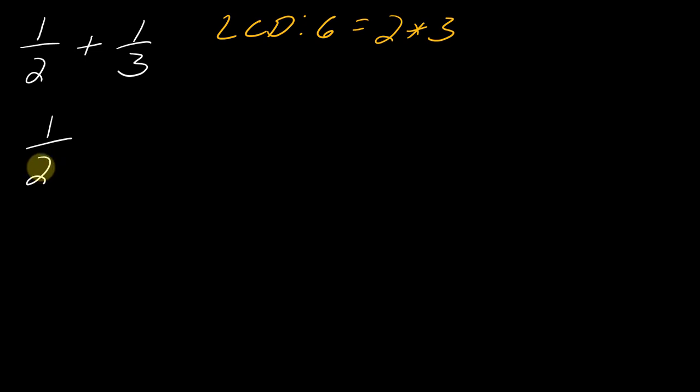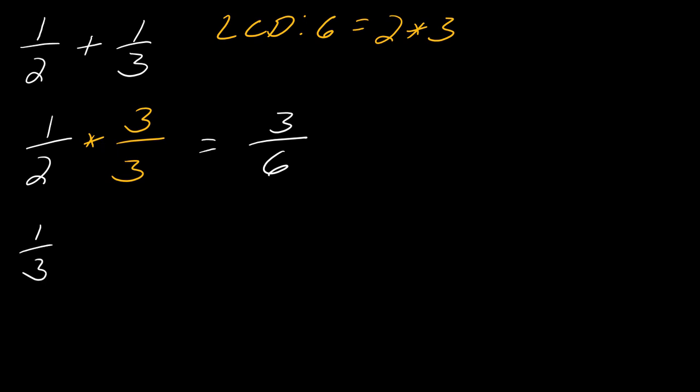So what do I need to multiply 2 by to get to 6? I need to multiply it by 3. And you can see that in here, right? 6 is 2 times 3. So this obviously already has a 2 in it, so we need to multiply by 3. And whatever I do to the bottom, I have to do to the top. So this will become 3 over 6. And intuitively, I know that 3/6 does actually simplify to 1/2, so I know that this is right.